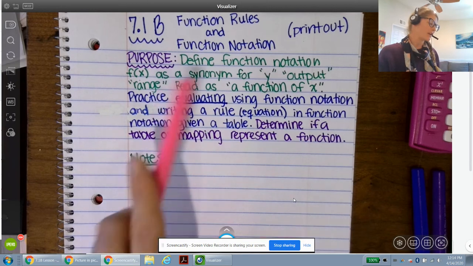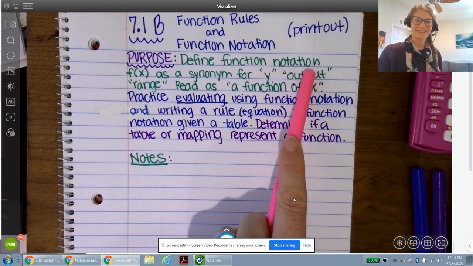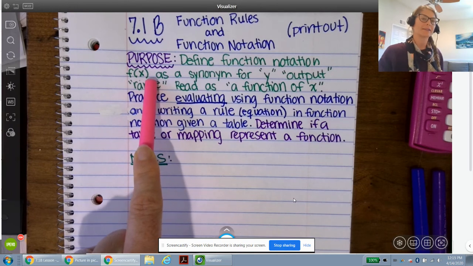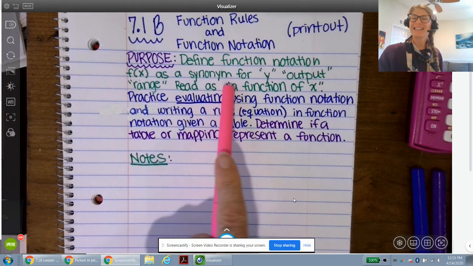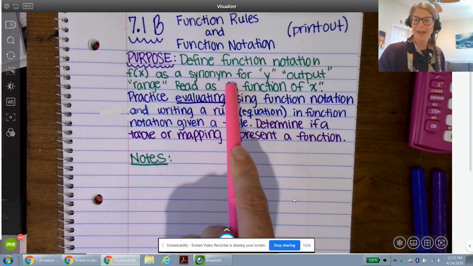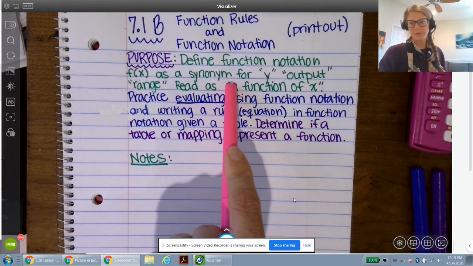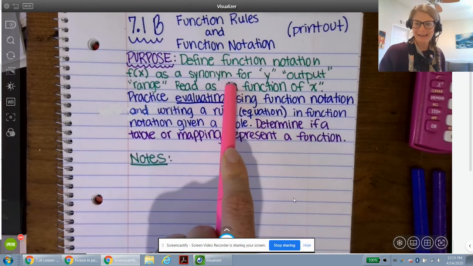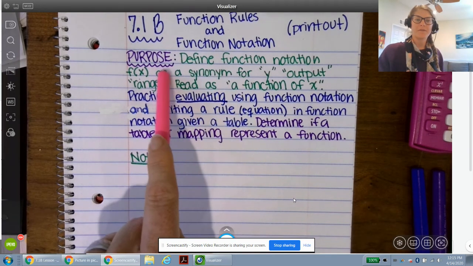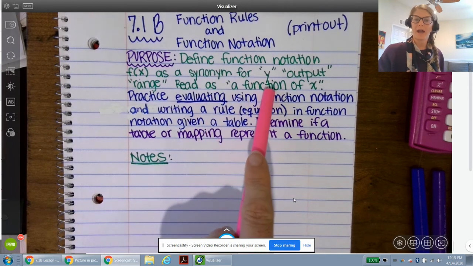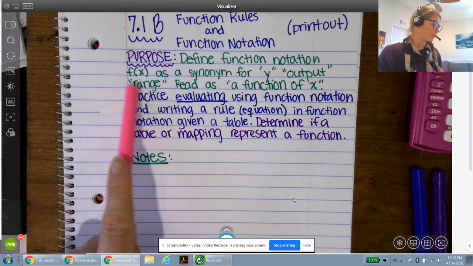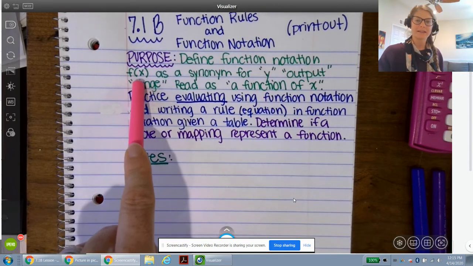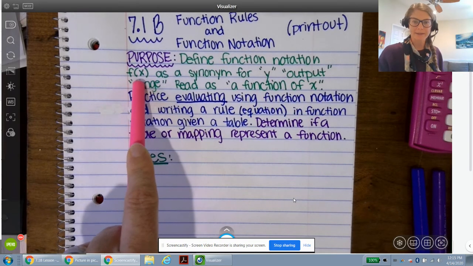So our goals for this lesson are to define function notation, f of x. We can also use g of x, r of x, but f of x is a synonym. Synonym means words that mean the same thing, like pretty, beautiful, up, above, things like that. Synonym, the same. So f of x means the same thing as y, or output, or range, and it's read as a function of x. So f of x, f as a function of x.